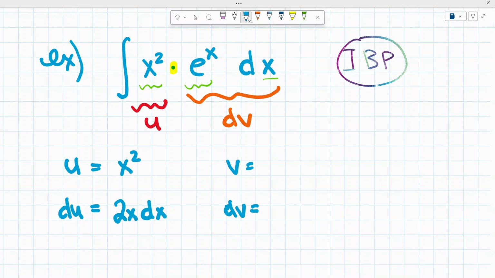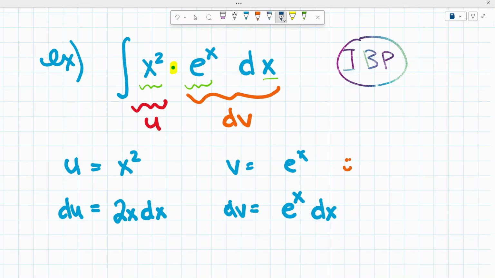So dv we've already labeled as e to the power of x dx, and then what about our v? So the v is going to be the integral of e to the x dx, and the nice thing about this is that the integral of e to the x dx is e to the x. So that's really exciting. We don't have to do any more work there. We are good to go.